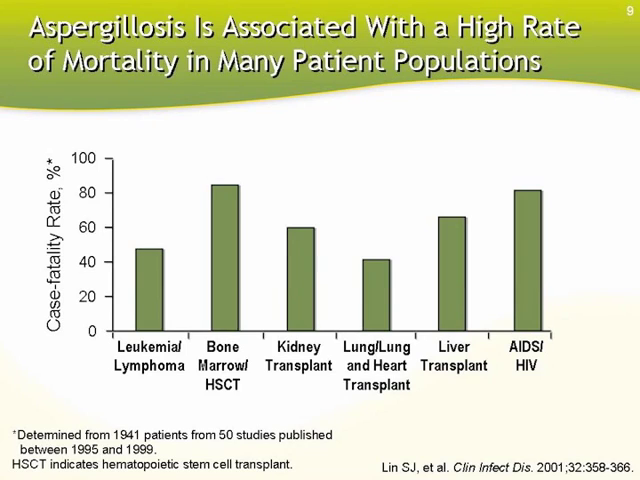Okay, so we care about aspergillosis because it's the most common of the invasive molds, and it's associated with a very high mortality rate, and essentially the more immunocompromised the patient, and the less we can do about the patient's immunocompromised state, the greater the mortality risk.